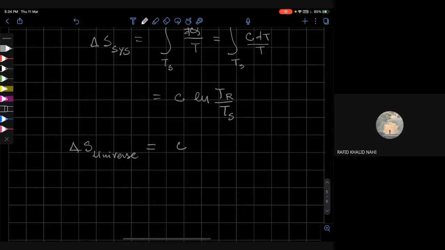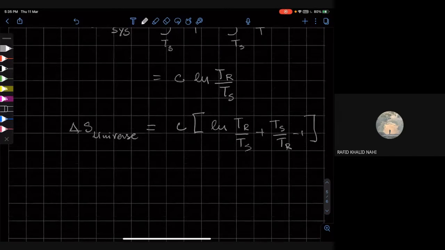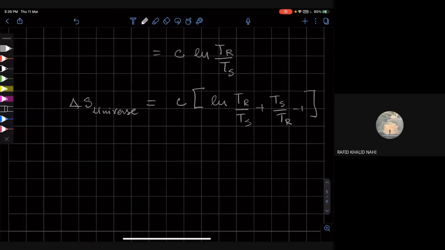And it's going to be C times log of Tr over Ts plus Ts over Tr minus 1. I think they're making a mistake. No, fine. And we can ask whether this can be negative or positive. And it turns out that it is always positive.